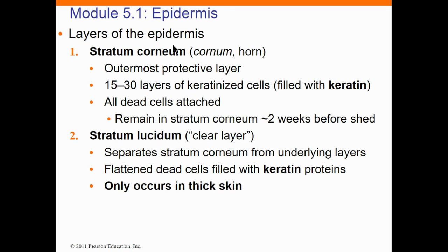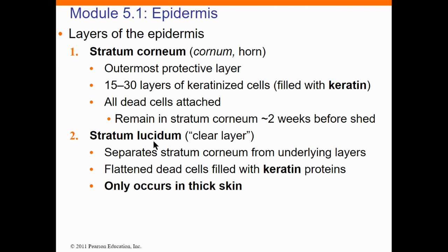So the layers of the epidermis, the top layer, the one that you can see on your skin, is called the stratum corneum. And it's the outermost protective layer. It's our first line of defense. It has 15 to 30 layers of keratinized cells, which are filled with keratin, and they're all dead cells. All of them are dead. And they remain on that top layer in the stratum corneum for about 2 weeks before they're shed off and replaced with layers of skin below it.